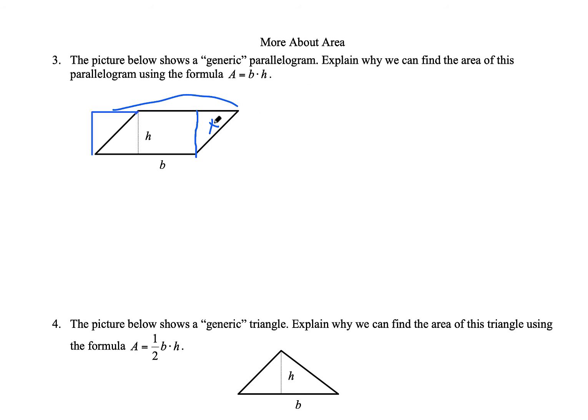So now I've gotten rid of this part, and what I have left is a rectangle that is h high, and here's my base. So now I've created a situation where my parallelogram looks like a rectangle, and I can use the base times the height as my length times my width.